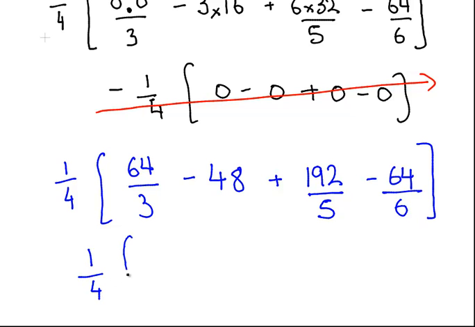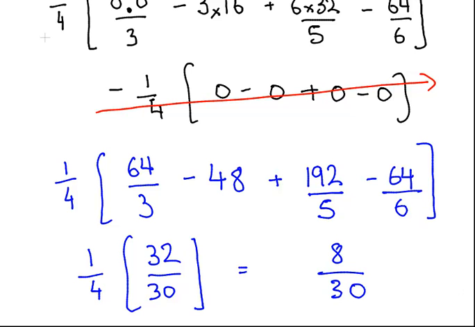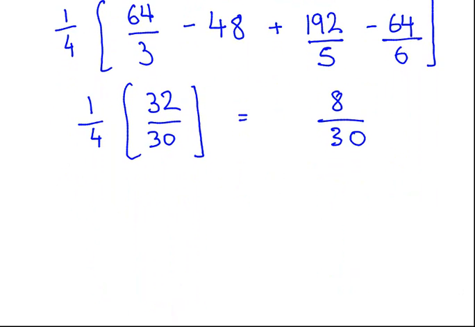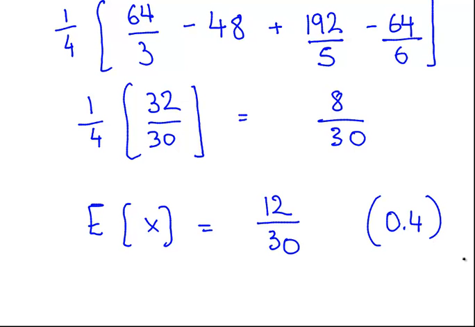Working it out, what we get is 1/4 of 32 over 30, and that is actually 8 over 30. So that's the expected value of x squared, 8 over 30. As a remark, the expected value of x we could write as 12 over 30. Remember, it was 0.4. And the expected value of x, squared, would be 0.4 times 0.4.